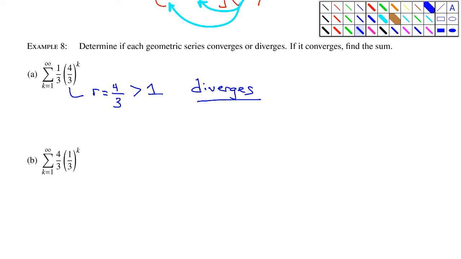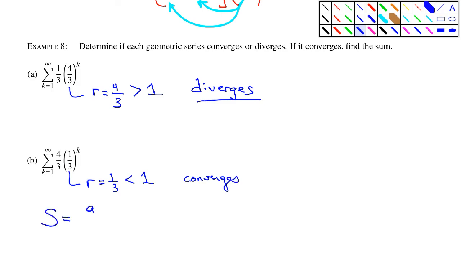Let's look at part B. The sum as k goes from 1 to infinity of 4/3 times (1/3) to the k. Well, in this case, the r is equal to 1/3, and that's less than 1 in absolute value, so this one does converge, and we can find the sum.